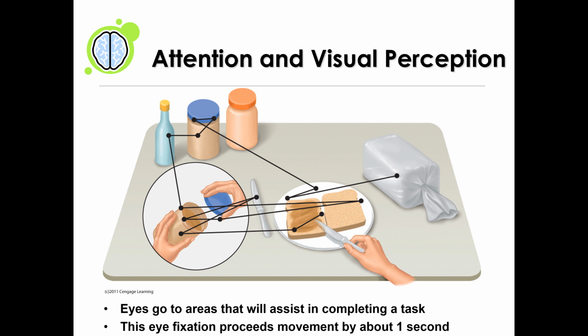So this may help us interact with the environment quite smoothly. If we fixate on a location before we actually make a movement, then we can know, oh, that's where the object is located. Boom, we fixate on it, and now we can start moving towards that object. So it's a nice coupling between vision and action.